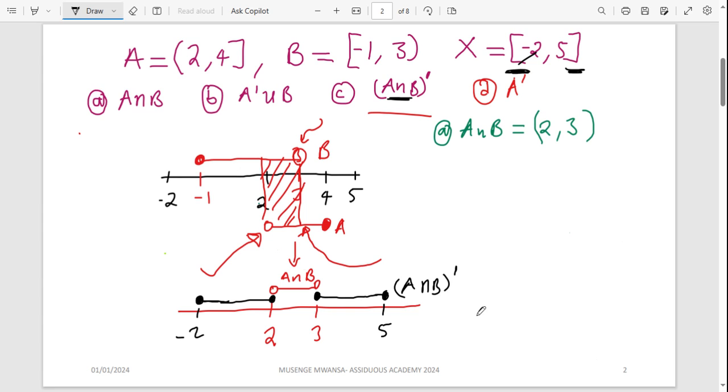So then my answer for A intersection B complement is going to be negative 2, comma 2. They are all going to be closed. Union 3, comma 5. So this is going to be it. Is this okay?